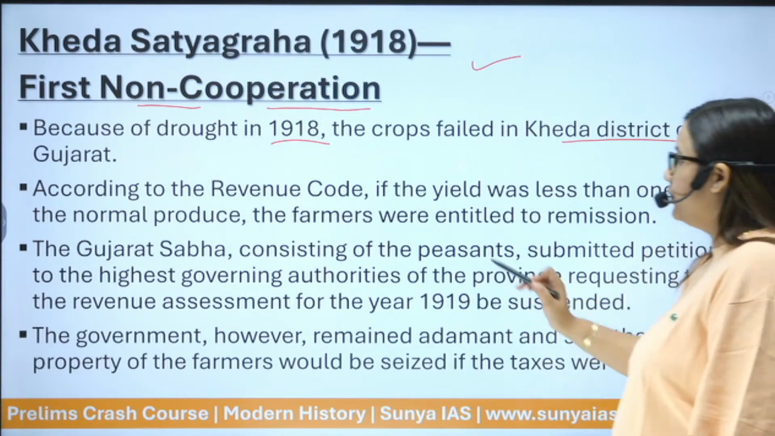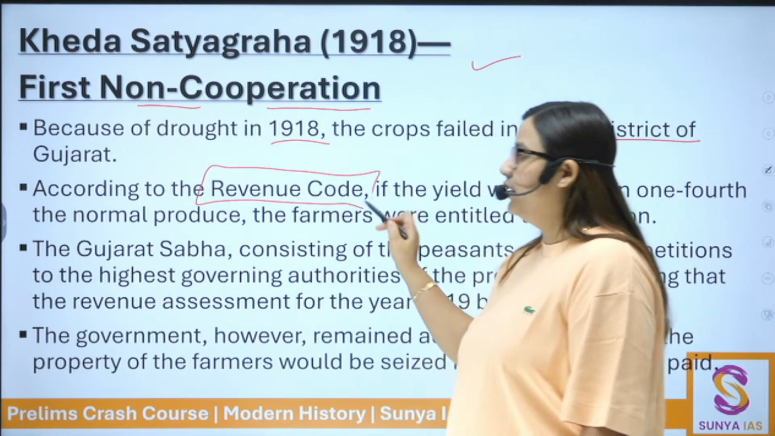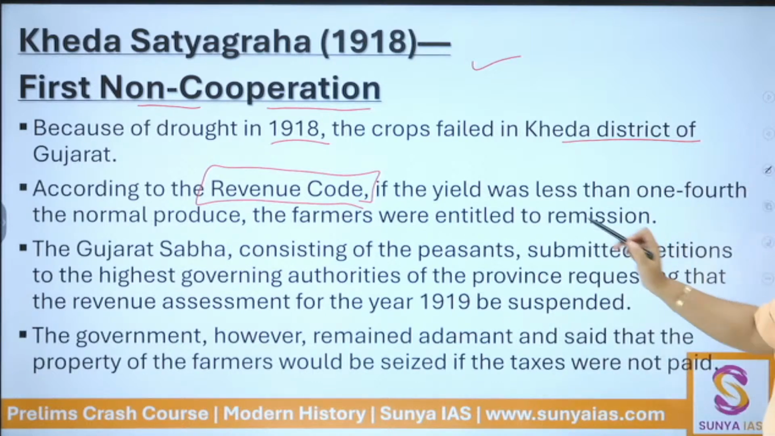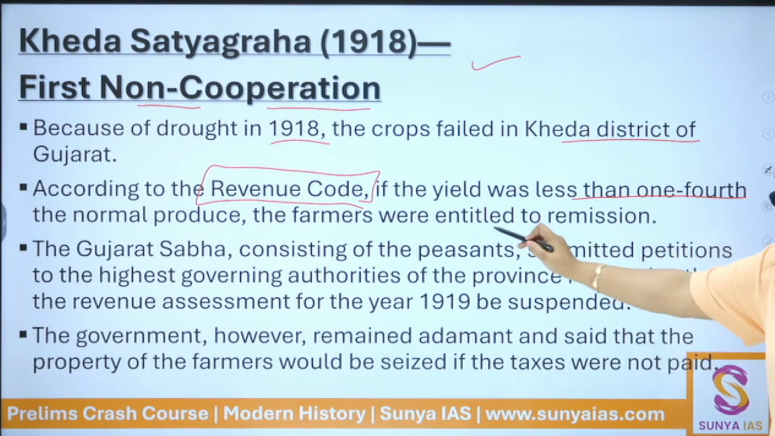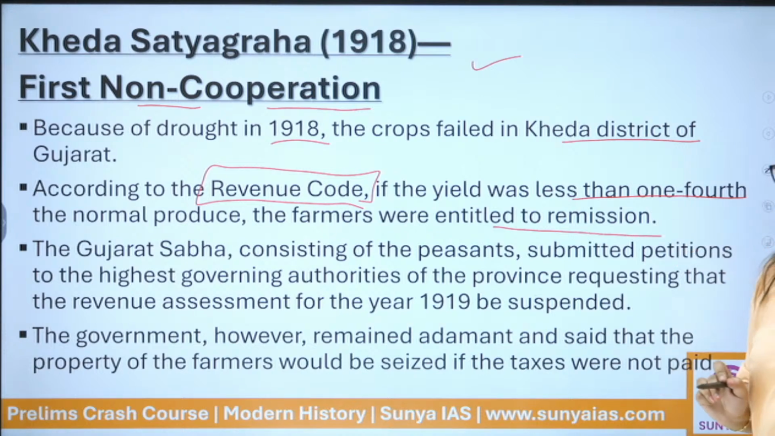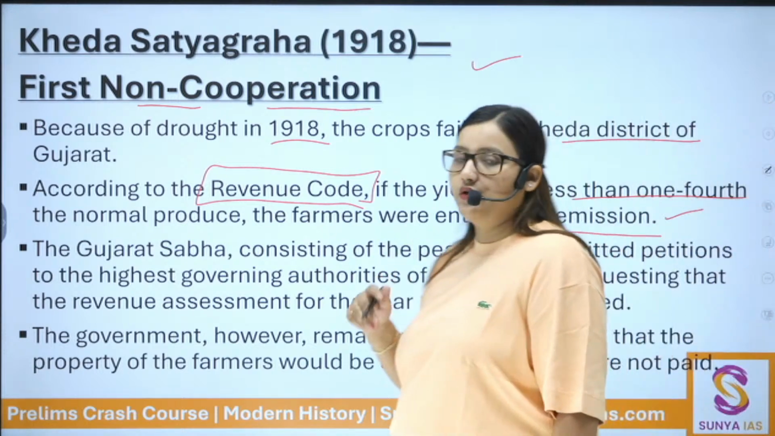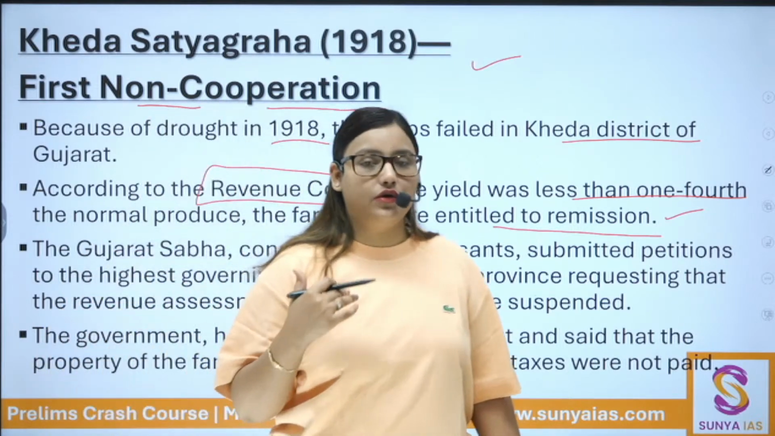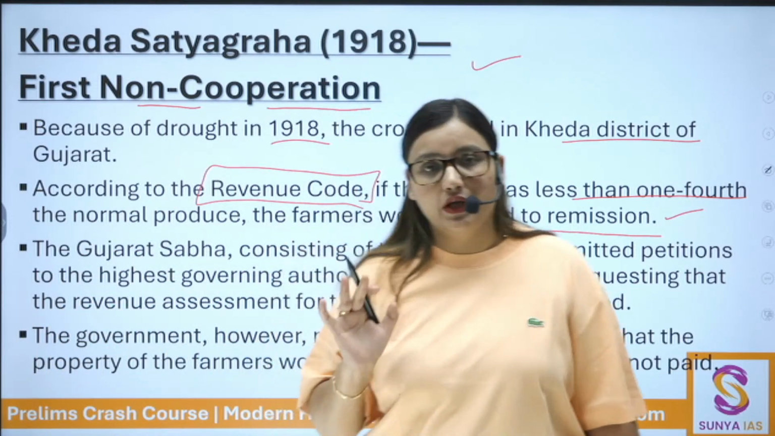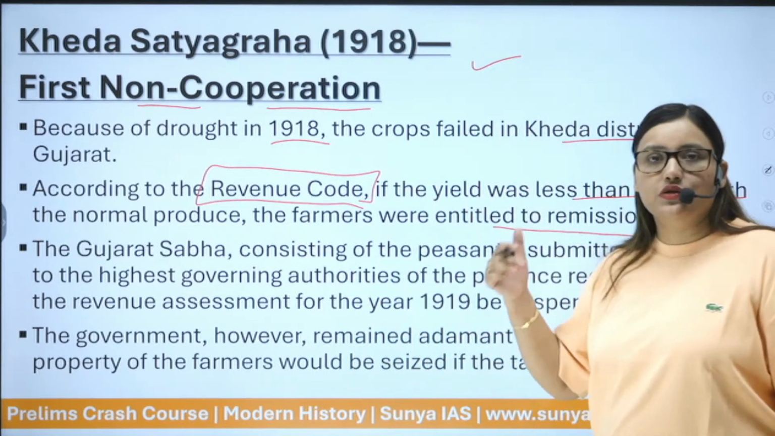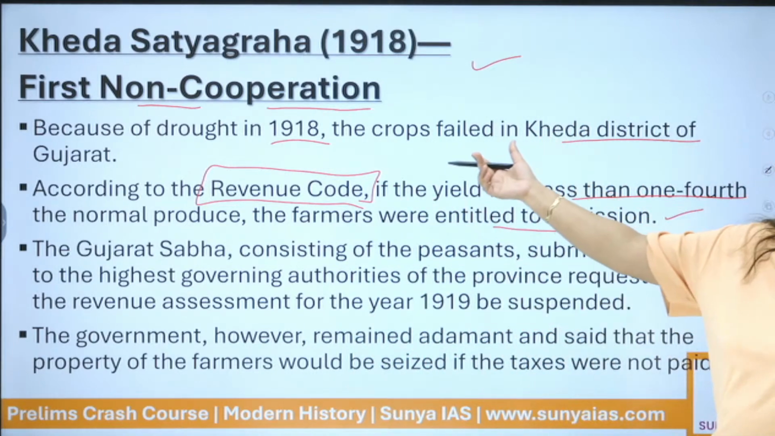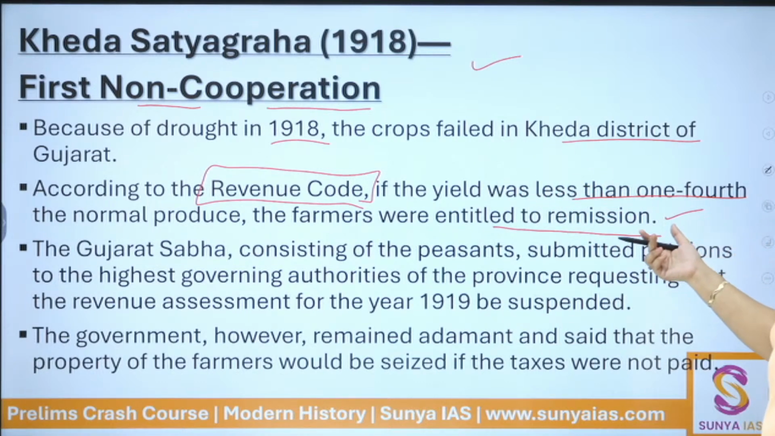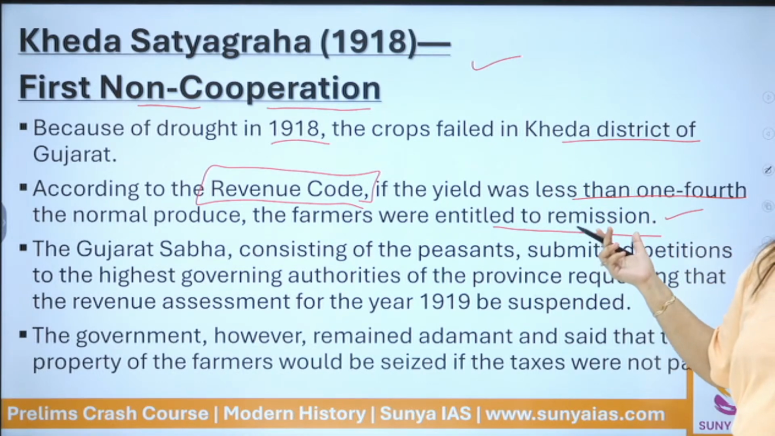But according to the revenue code, there was a rule: if the yield was less than one fourth of the normal produce, the farmers were entitled to remission. It means they wouldn't need to pay the taxes if there was crop failure. Okay, it was already decided. So, of course, crop failure was there, so they should get remission, but they didn't get the remission.